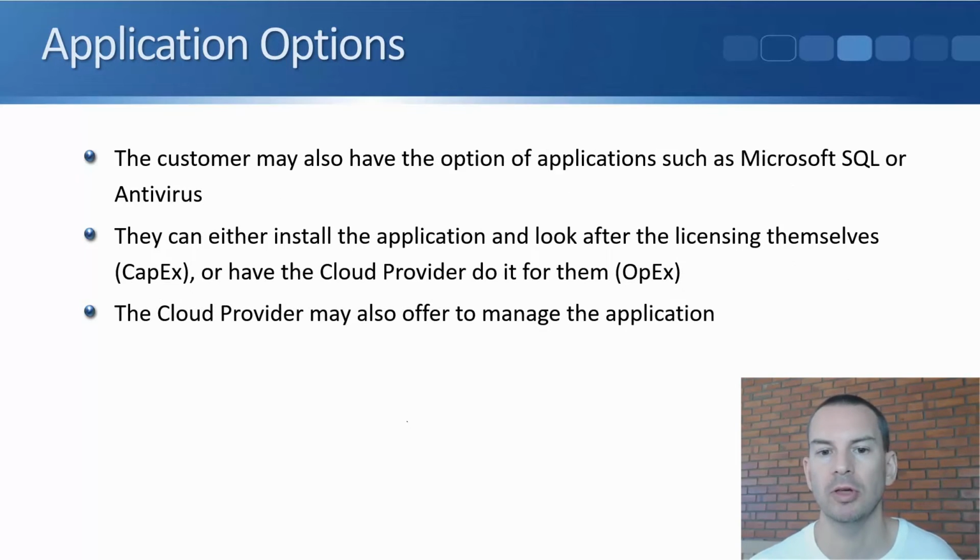The customer may also have the option of applications such as Microsoft SQL or antivirus. They can either install the application and look after the licensing themselves, which would be a capital expenditure, or they can have the cloud provider do it for them, which would be an operational expenditure. So what I'm talking about here is, you know that the customer get in at the operating system level. So let's say that they want to run SQL Server on their virtual machine.